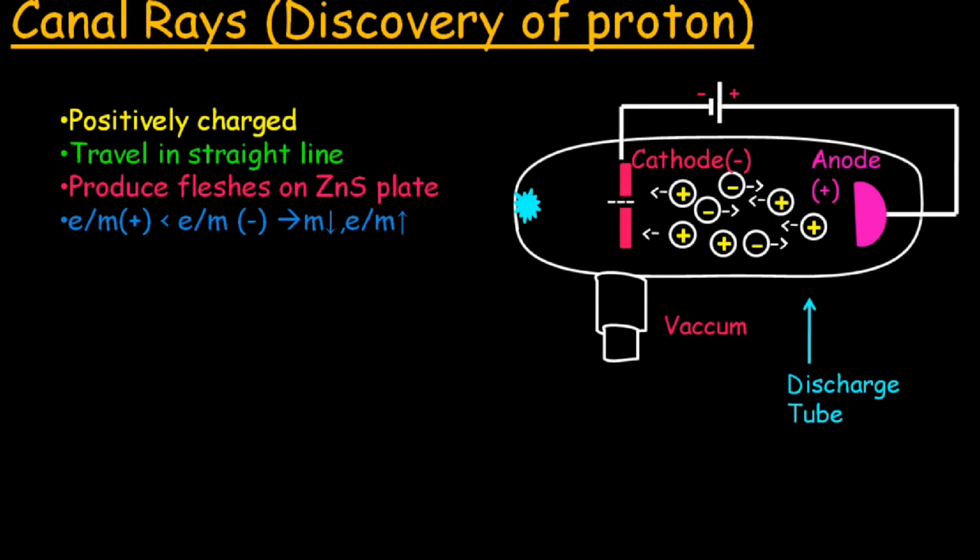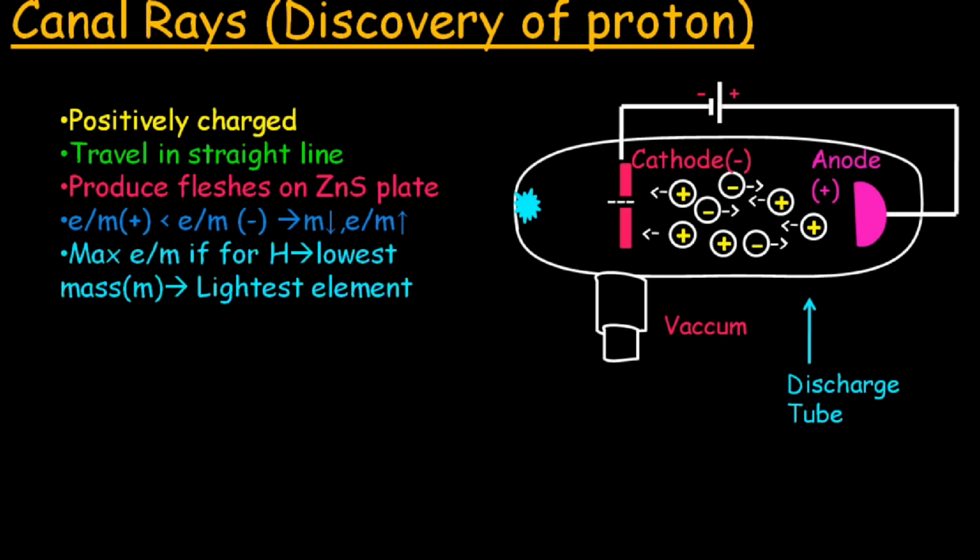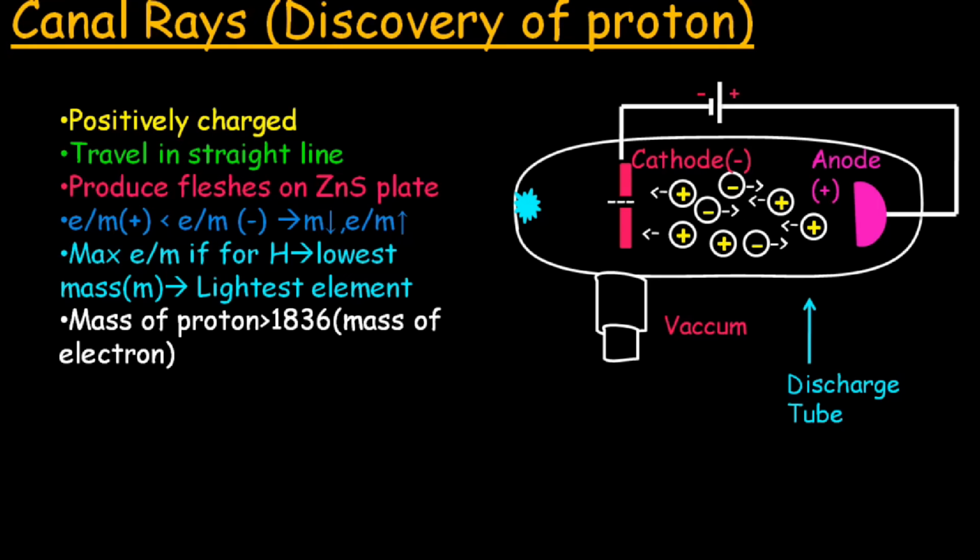When a number of elements were studied inside the discharge tube with the Canal rays experiment, it was found that the maximum e/m value was for hydrogen, which means the mass of hydrogen was the lowest and hydrogen was the lightest element. As the hydrogen atom contains one positive charge, it was given the name of a proton. All other elements have lower e/m values because their masses are greater than hydrogen. The mass of the proton was found to be 1836 times greater than the mass of the electron.